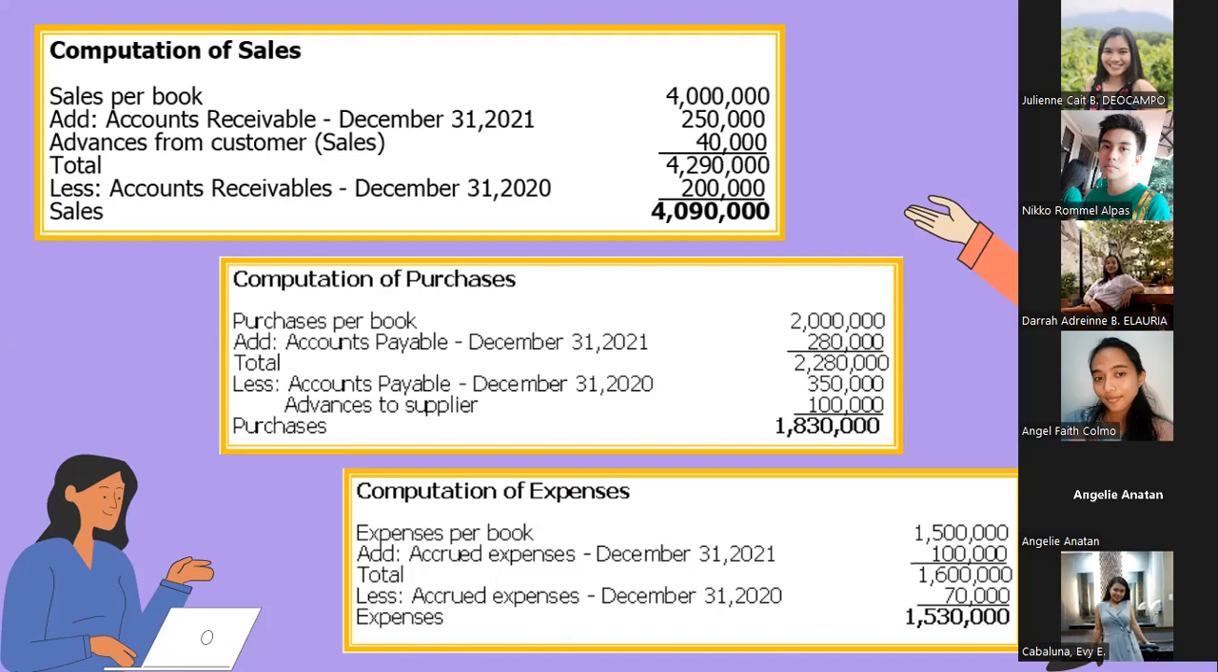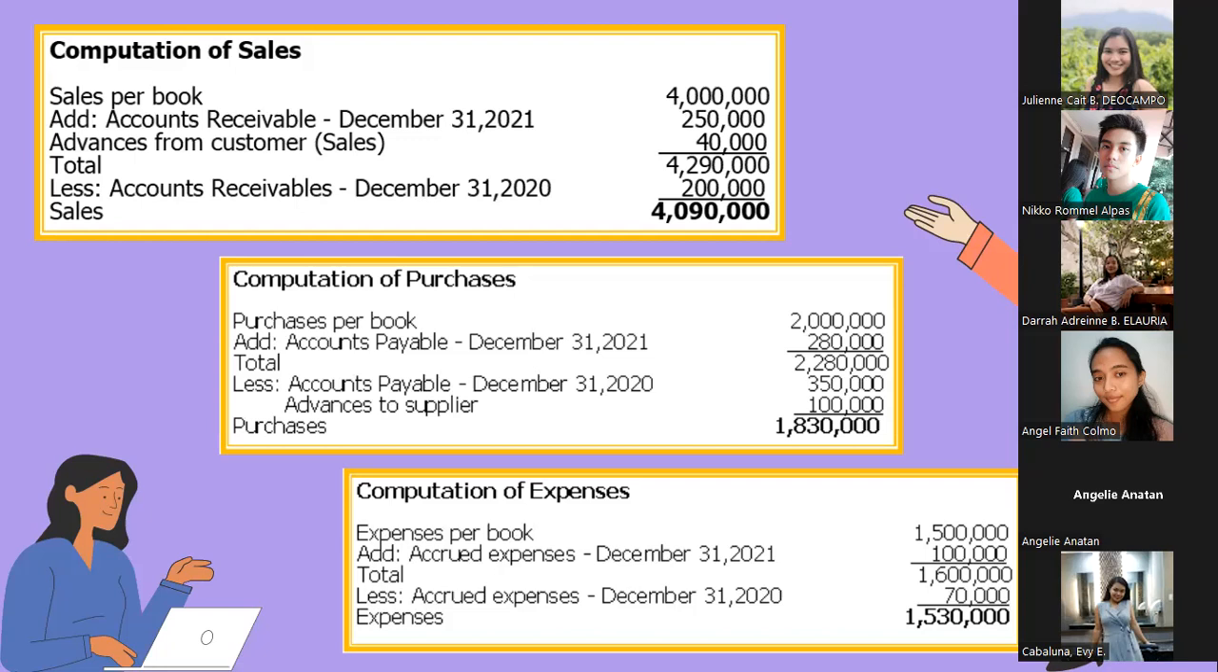Then advances to supplier of 100,000 from our entry number 6, wherein we debit advances to supplier and credit purchases. So our total purchases on accrual basis is 1,830,000.